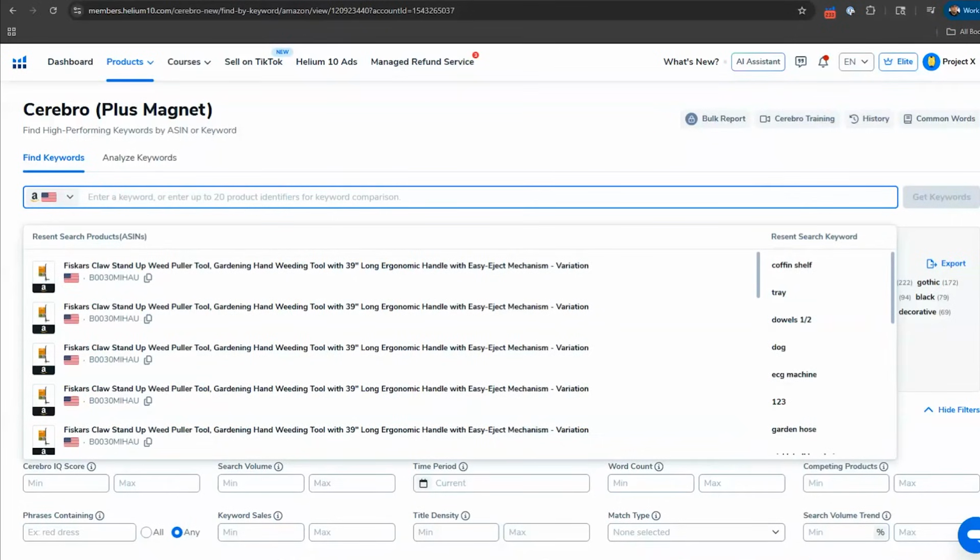This is actually what I like to call the artist formerly known as Magnet. Back in the day, we had 2 different tools, Cerebro and Magnet. Now everything is in Cerebro. So now I can actually enter keywords into Cerebro and see keywords related to it.